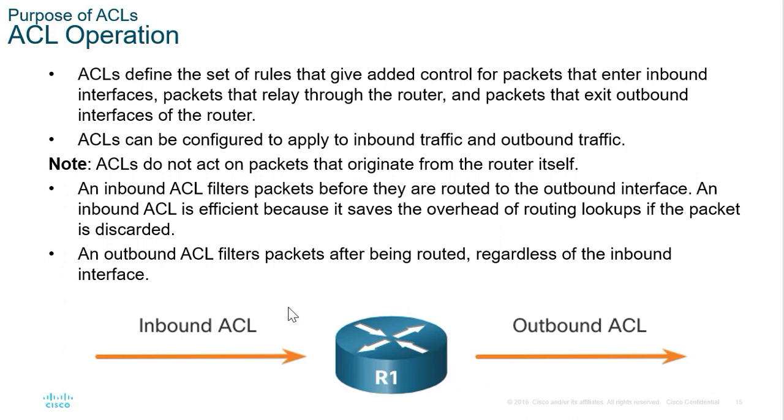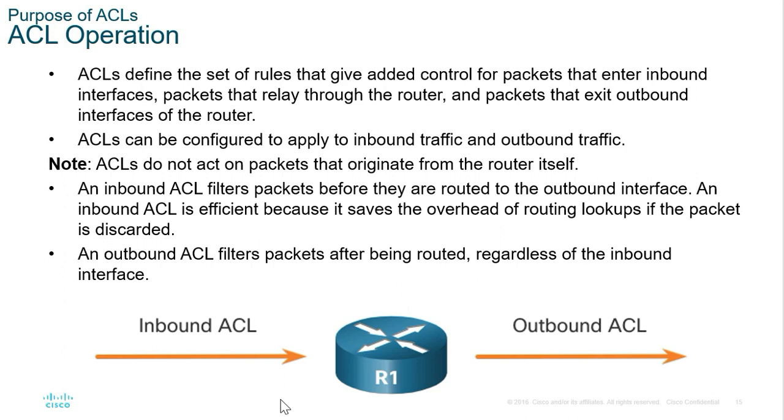So an inbound ACL filters packets before they are routed to the outbound interface, and outbound filters after being routed. So different the time when it is applied. So satu dia masuk sebelum dia nak refer routing table lagi, sebelum dia nak tahu nak forward ke mana, dia dah filter. Kalau tak lepas dia punya statement tu, dia akan discard.